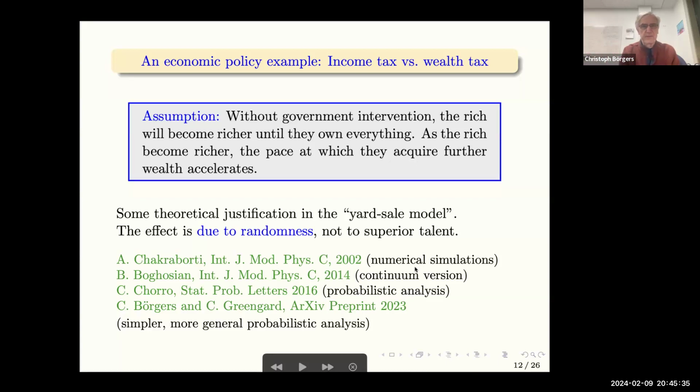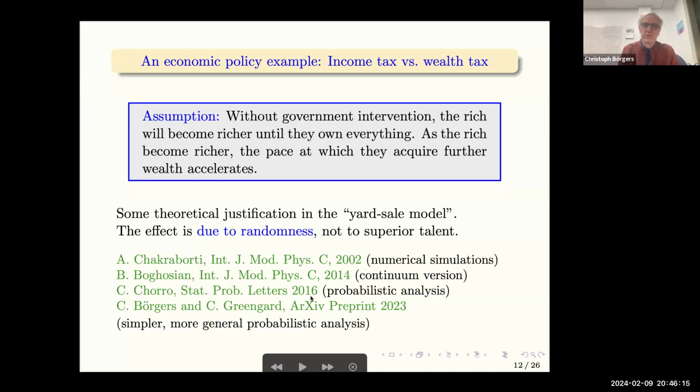This was observed, as I said, by Chakraborty numerically, and then my colleague Bruce Boghossian made a continuum version of it some years ago, 10 years ago. And I got into this because he's my office neighbor. And so then there was a probabilistic analysis of this problem by Choro 2 years later. And he made, in essence, the observation that this is just an application of the martingale convergence theorem. And with Claude Greengard, I constructed a proof that's more elementary and also somewhat more general. We don't need the martingale assumption, so we don't need the game to be fair.